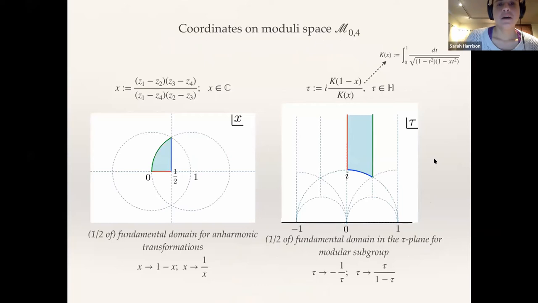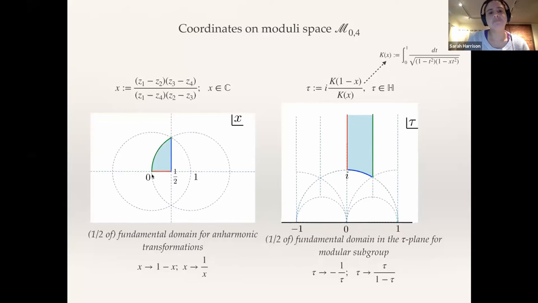So I just want to discuss a bit more about the cross ratio coordinates on moduli space. If we define the cross ratio in the following way, it takes values in the complex X plane. And there are a number of symmetries of the moduli space. These symmetries act on the cross ratio coordinate by anharmonic transformations, and the generators of this group are given by taking x to 1 minus x and x to 1 over x. Here on the left side, I plotted the cross ratio coordinate, the complex plane, and half of the fundamental domain for these anharmonic transformations acting on the cross ratio coordinate. So the whole fundamental domain is the area where you take the shaded region and also reflect it across the red line.